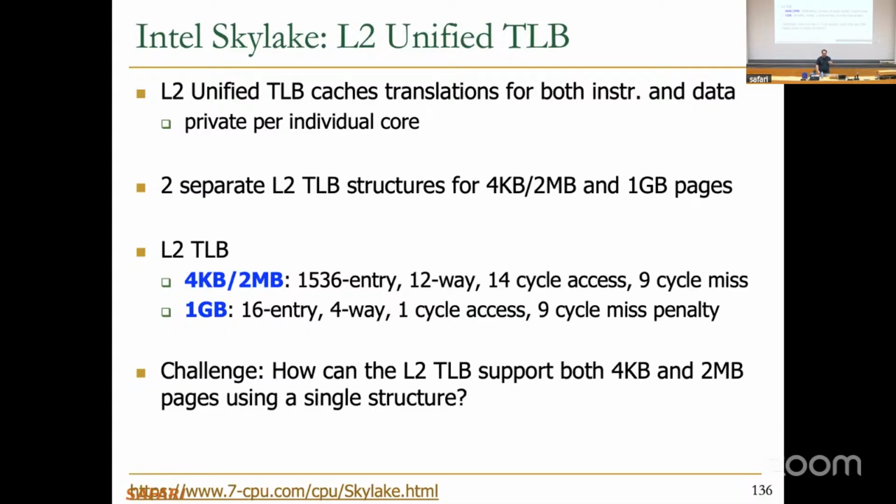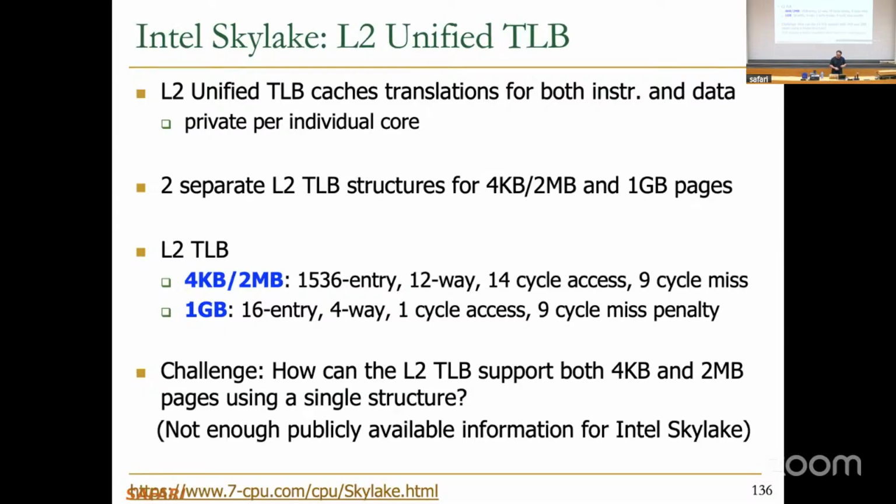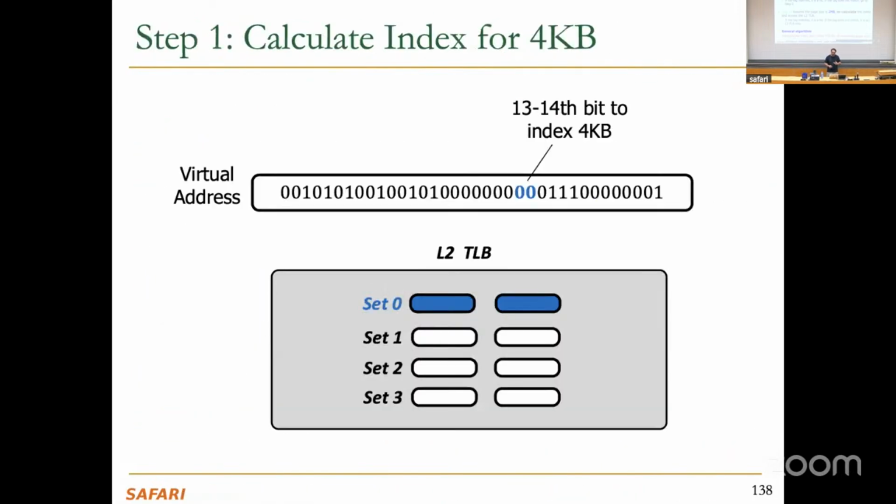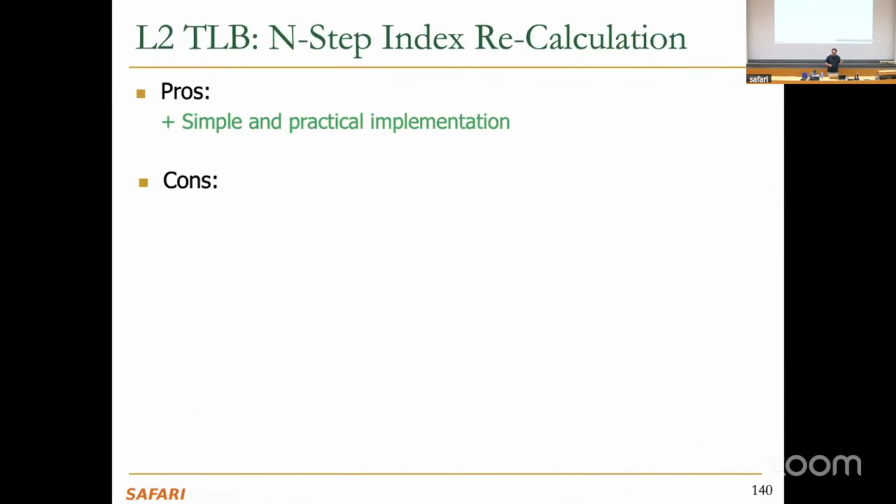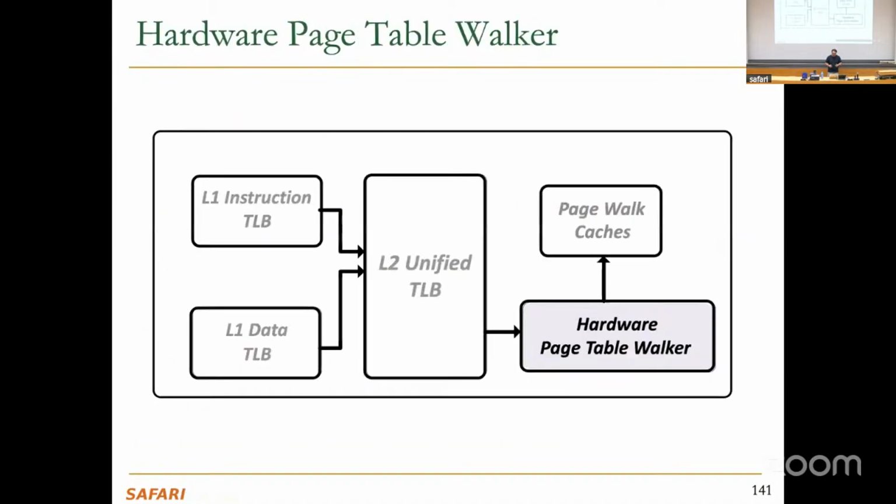The question is, how can the L2 TLB support both 4 kilobyte and 2 megabyte page sizes using a single structure? There is not enough public information, so I'm going to skip this part to keep things simple. But the most important part is what happens if we miss in the L2 TLB.